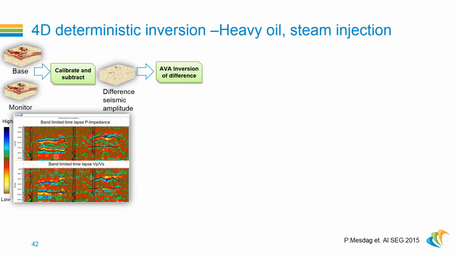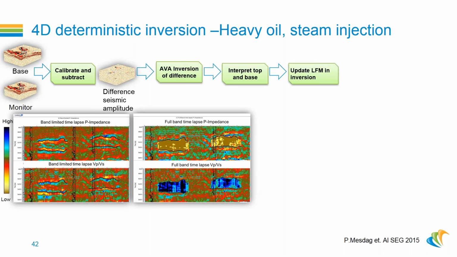So what we can do, we can interpret this time and top and base of the reservoir, and there is a contrast between these blue to red, red to blue. We can find this contrast and populate this area with this contrast and add it to the low frequency model, and then add it to that band limited data, and we get this full bandwidth time-lapse impedance. So it shows how the reservoir changes in that area.